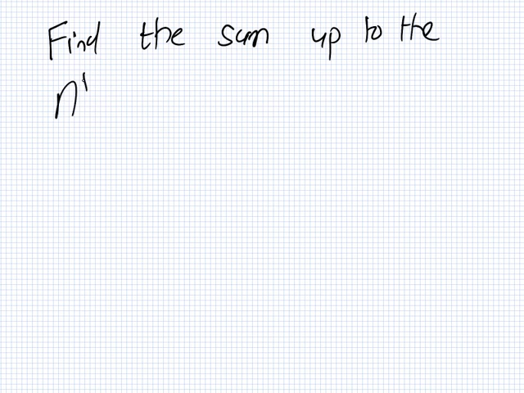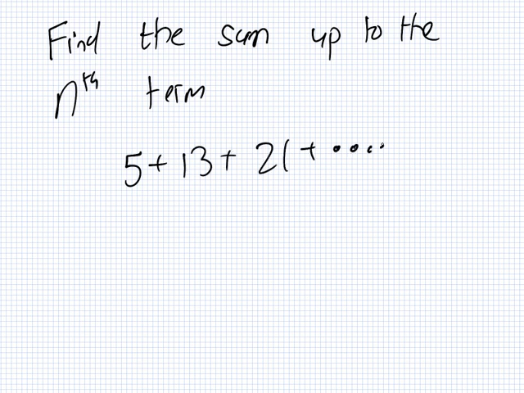Find the sum up to the nth term. So this time I don't tell you where to stop, just at the nth term. So it's kind of the same as the last one. A equals 5, D equals 8, and N is N for this one.